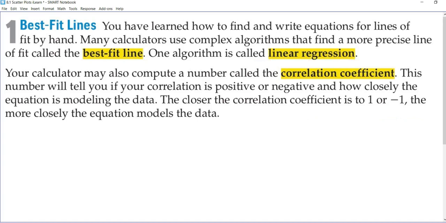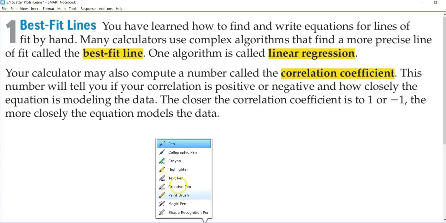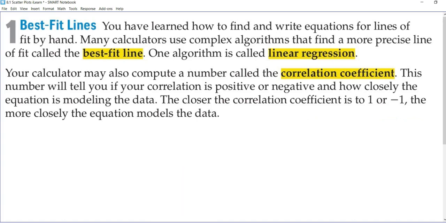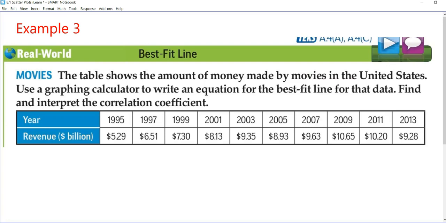Also remember, the closer the correlation coefficient is to 1 or -1, the more closely the equation models the data. But remember that the correlation coefficient only goes from -1 to +1. And if it's 0, that is no correlation. It's pretty important. Okay, let's go ahead and look at example 3.